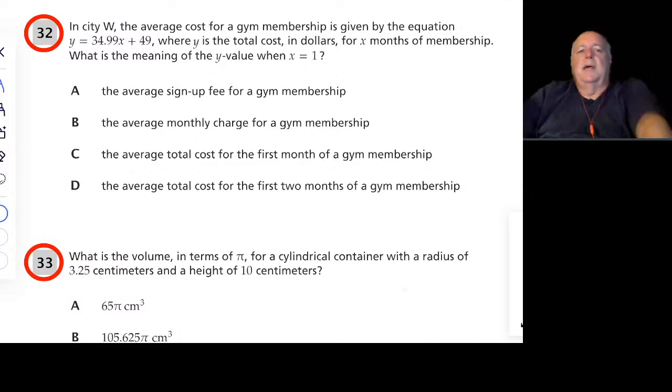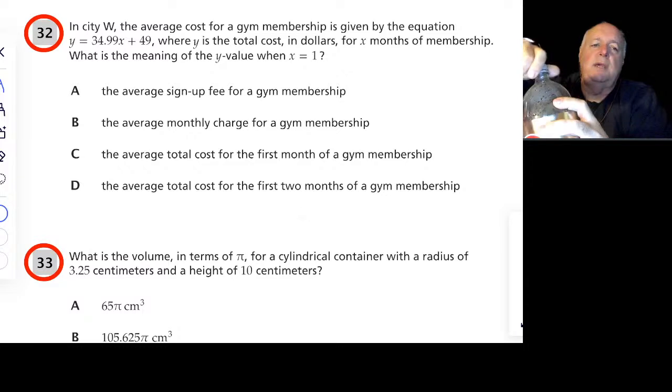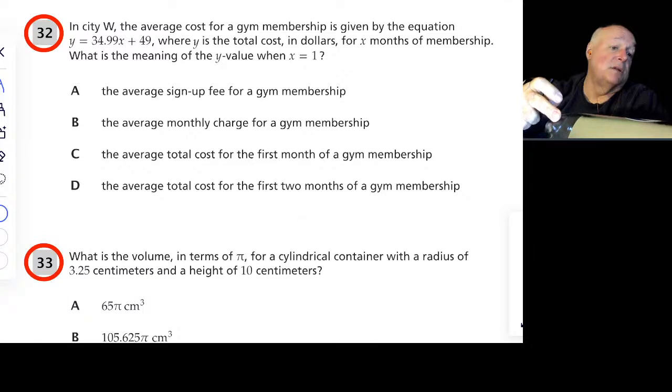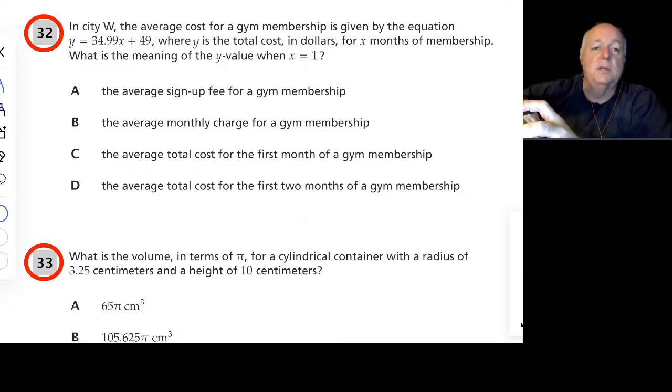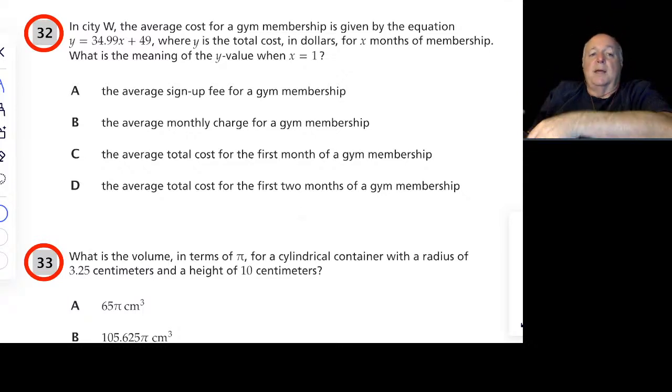In City W, the average cost of a gym membership is given by the equation y equals 34.99x plus 49. So we notice that's a linear equation. The slope is 34.99. The y-intercept is 49. So what does it mean? What do those symbols mean symbolically? It says y is the total cost in dollars per month and x is the months of membership. So if you went for 1 month, you will be paying $34.99 plus 49. If you went for 2 months, you'll be paying 2 times $34.99 plus 49, and so on.